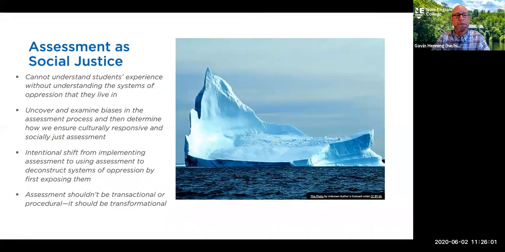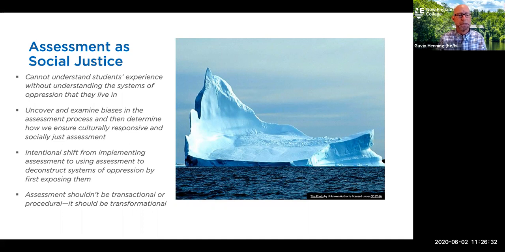And really just thinking about assessment as a vehicle for social justice, we really need to understand students' experiences, but also understand that their experiences are affected by these systems of power and oppression. I think we're realizing this more now than we ever have before. And we need to uncover and examine those biases in those systems of power and oppression, because that can continue to perpetuate those systems. We really need to think about how we gather data in a more culturally responsive way and do assessment that's more socially just.